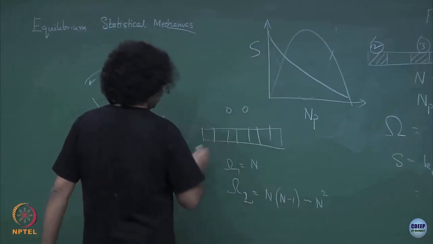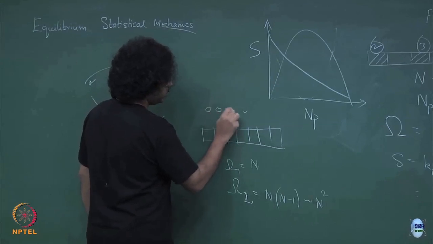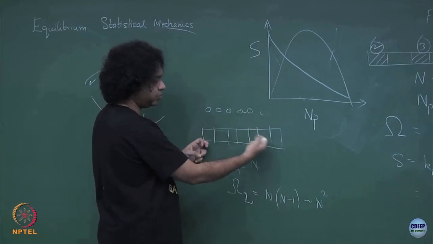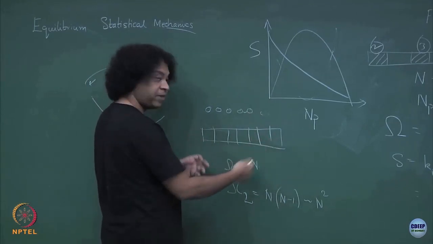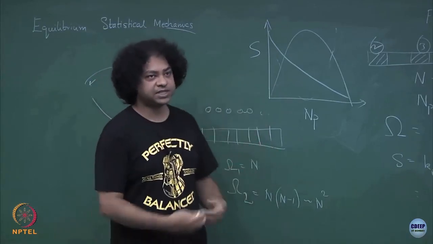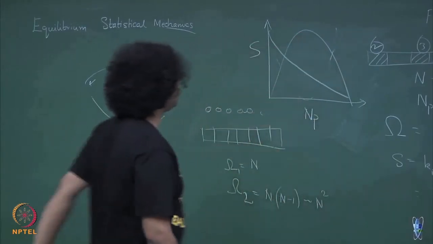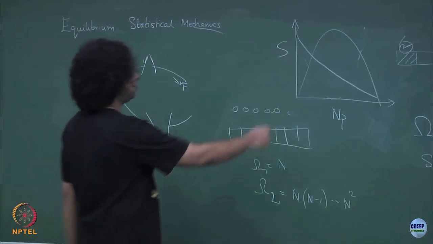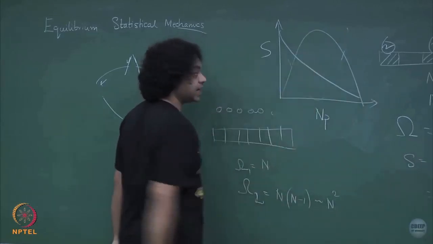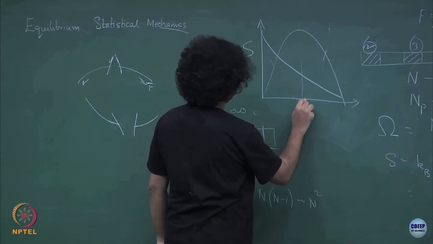So, similarly, if you had many RNA polymerases, let us say you had an equal number of RNA polymerases as you had sites, you again come back to very few options, because if you had exactly equal, you had only one way, which is everything is filled. So, this is the right behavior of entropy. It is very low when you have no molecules, it is very low when you have very many molecules, and it is maximum exactly at NP equal to N by 2.